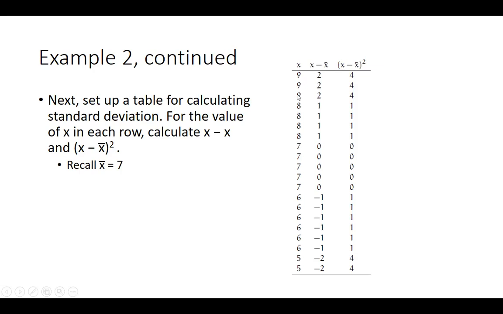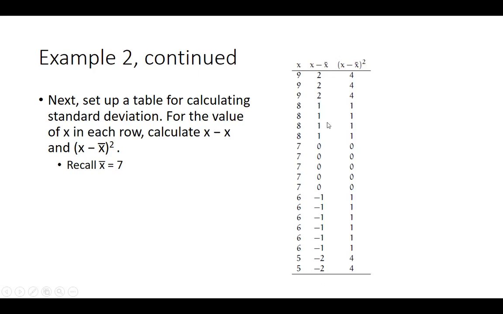9 minus 7 is 2. 9 minus 7 is 2. And then for all the 8s, 8 minus 7 is 1. For all of the 7s, 7 minus 7 is 0. For all of the 6s, 6 minus 7 is negative 1. And for all of the 5s, 5 minus 7 is negative 2.